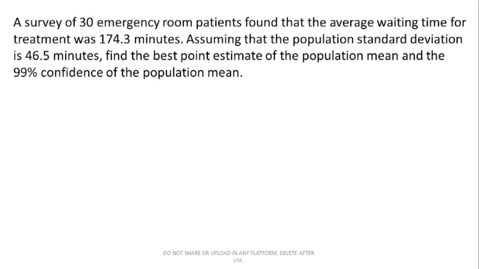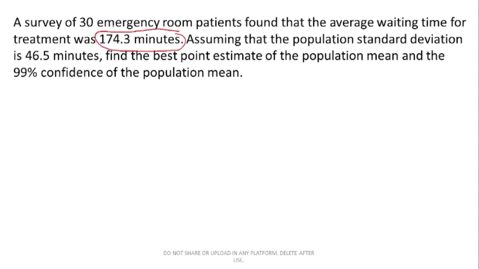Another example. This second example is the same idea. A survey of 30 emergency room patients found that the average waiting time for treatment was 174.3 minutes. Assuming that the population standard deviation is 46.5, find the best point estimate of the population mean and the 99% confidence interval. We haven't answered our point estimate yet. The average waiting time for treatment was 174.3 minutes, so of course the best point estimate here is the given value, 174.3 minutes.